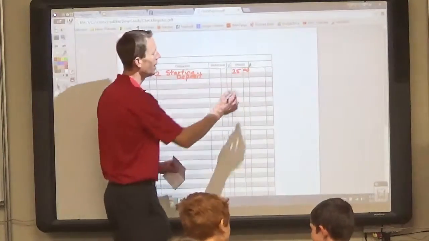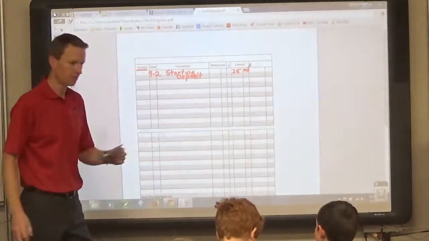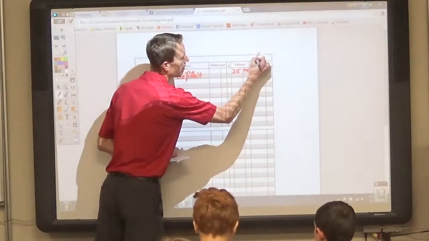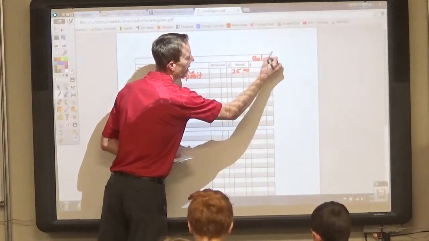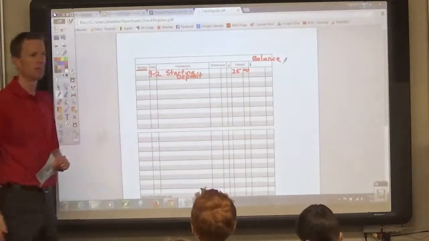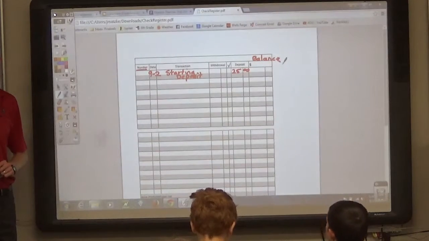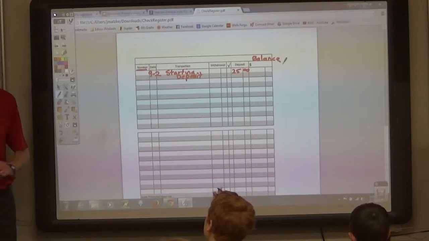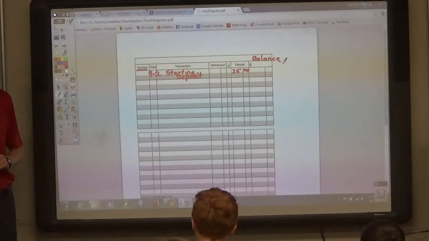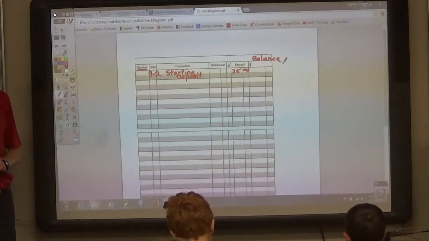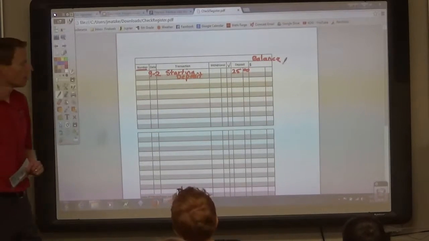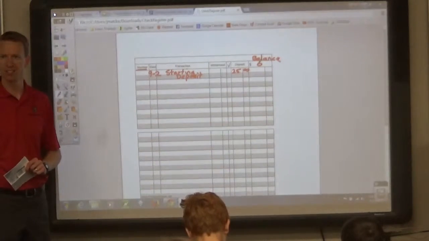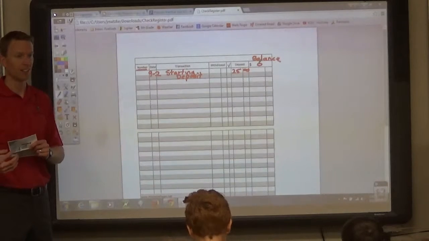And then, in this last column, at least in your booklet, it has the word balance. B-A-L-A-N-C-E, balance. That refers to the amount of money you have. The amount of money you have in your account is called the balance. Okay, your account balance. So, right now you have 0, right? Until you make a deposit, you have 0 money.